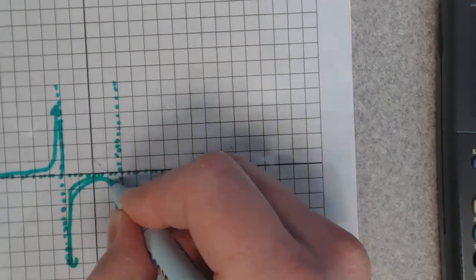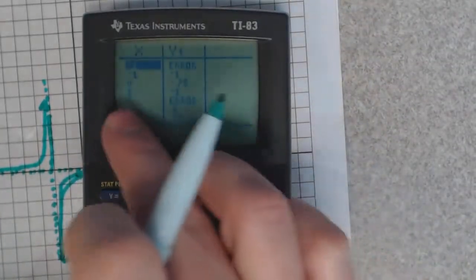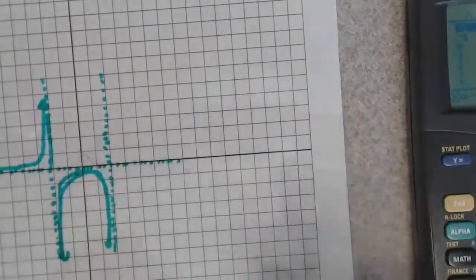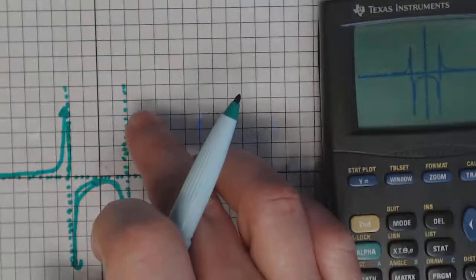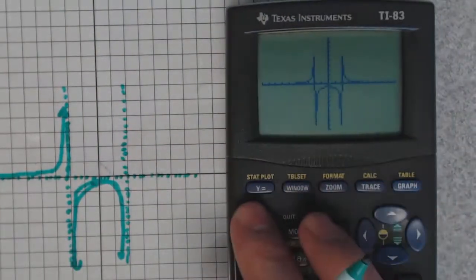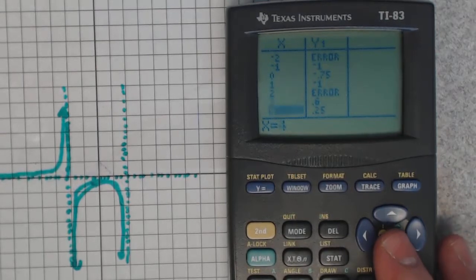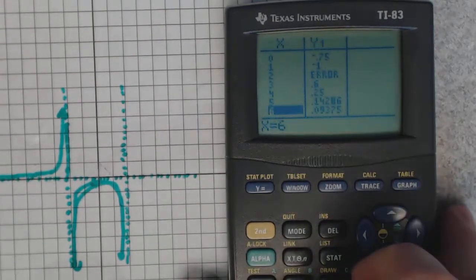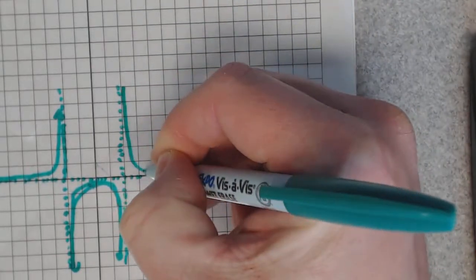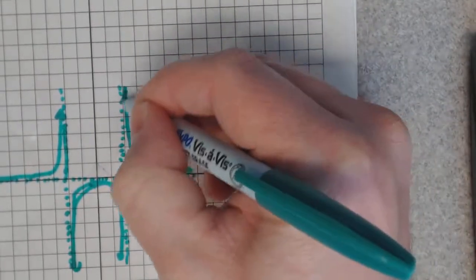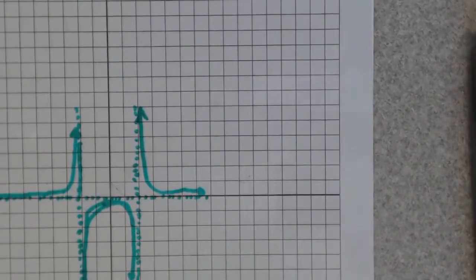I'm not too worried about where that y-intercept is. At 0, it's 0.75. So yeah, it's pretty close. And then what about over here? Well, if I go to the graph, it looks like it's up here in this corner. If I go to my table, I can verify that by looking at my points at 3, 4, and 5. See how those are going to be positive values. So it is a positive value. So there'd be my graph for part A.